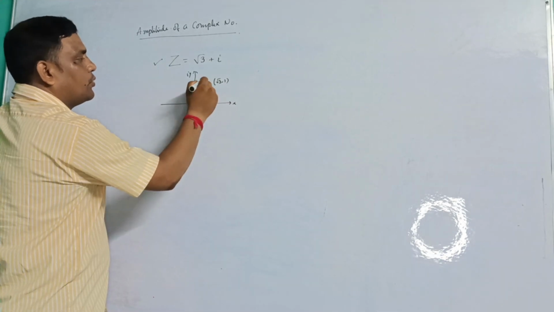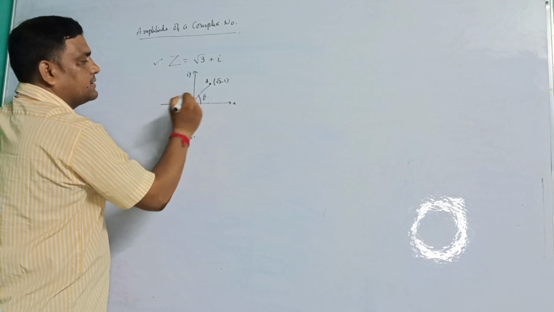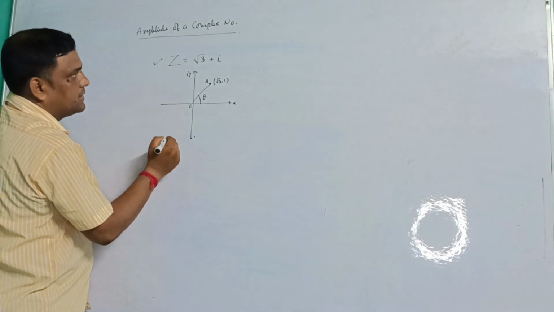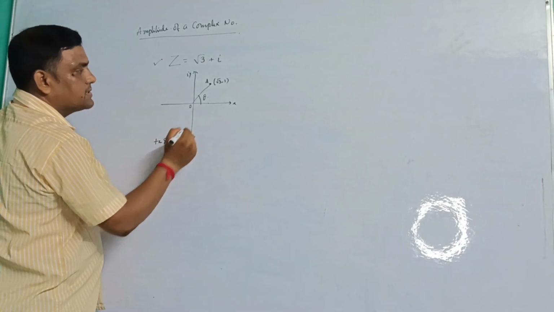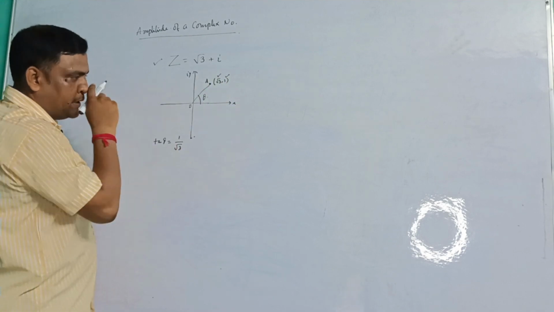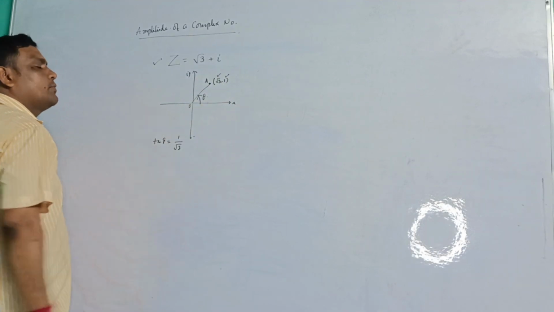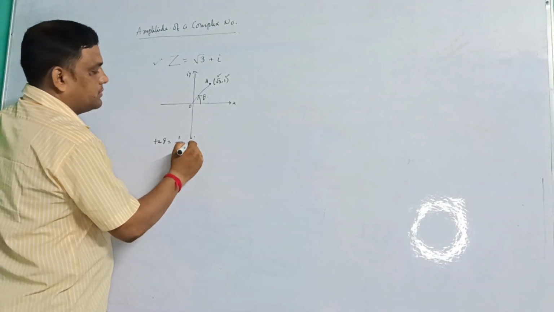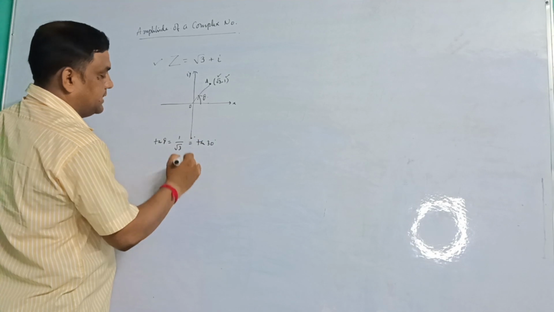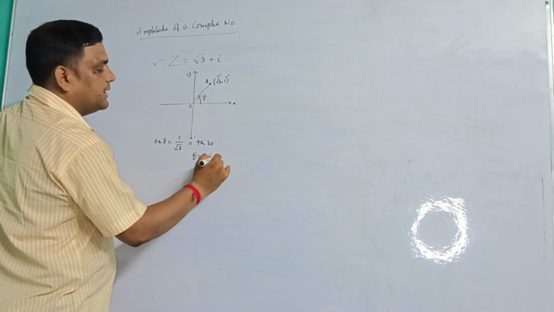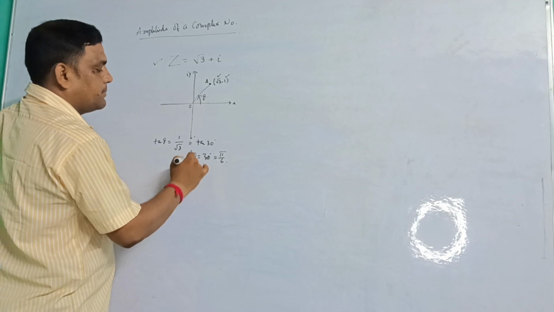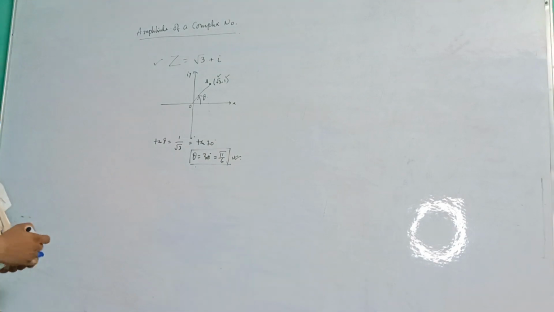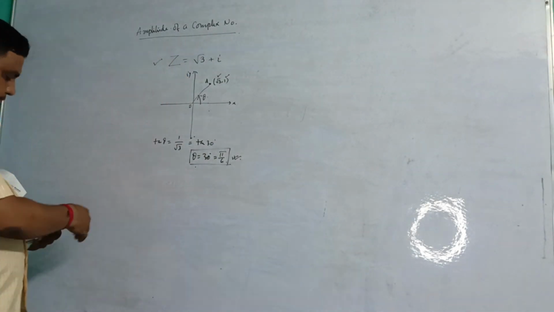Then its amplitude OA, which makes an angle theta with the positive direction of the x-axis, is given by tan theta equal to y by x. This is your y coordinate, this is your x coordinate, and it lies in the first quadrant. So tan theta is equal to 1 by root 3, which equals tan 30 degree, or theta is equal to 30 degree, or in radian measure pi by 6. So this is the amplitude of that particular complex number.